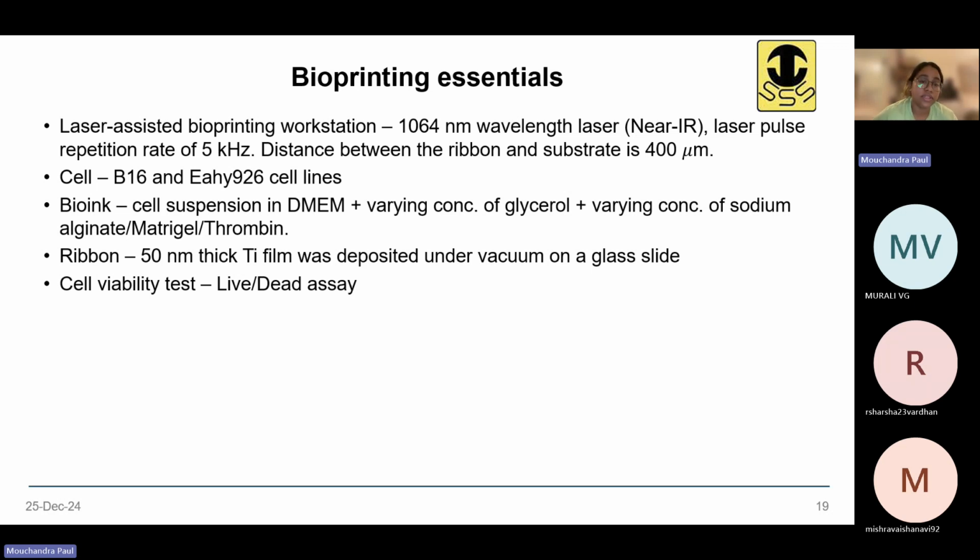So the laser system that they are using is basically a 1064 nanometer wavelength near-IR laser, and it has a pulse repetition rate of 5 kilohertz, and the distance between the ribbon and the substrate is 400 micron. These are kept the same for all the experiments. They are using two types of cell lines. One is the B16 cell line, which is a carcinoma melanocyte cell line derived from the skin.